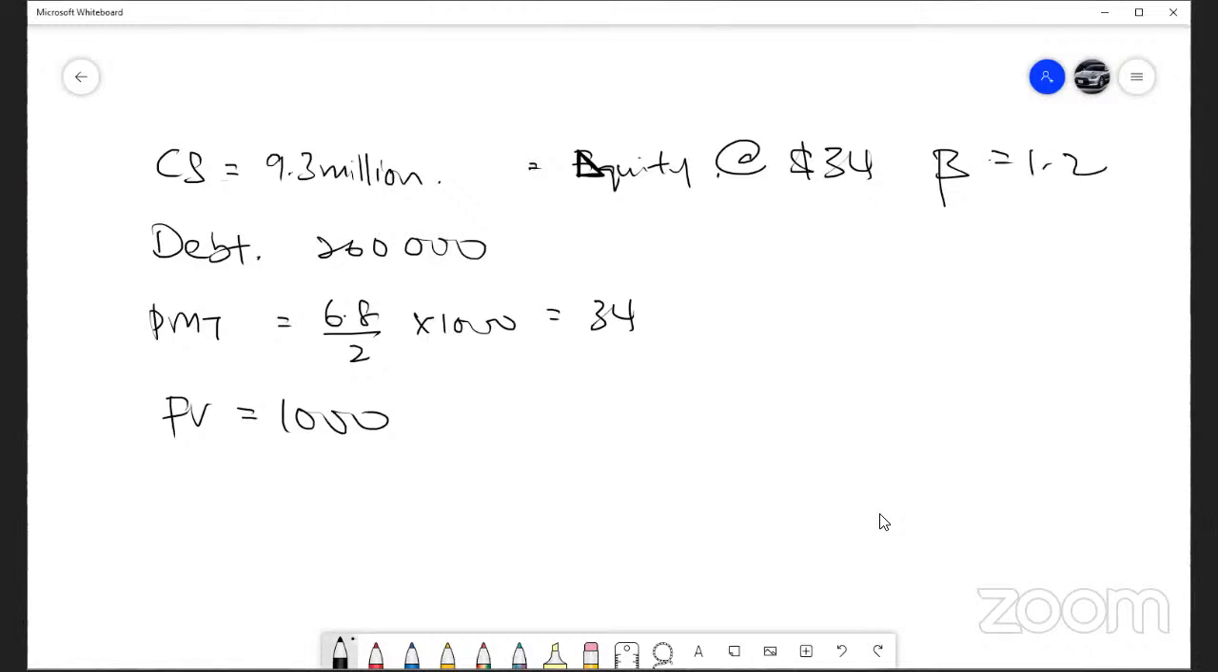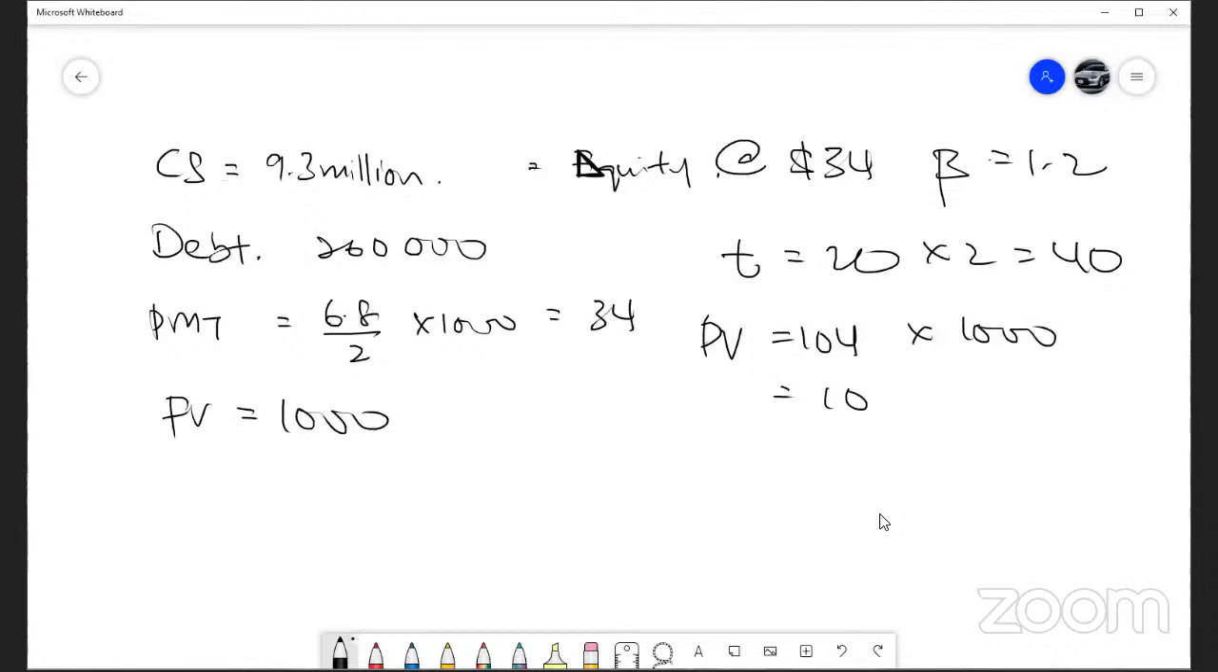And the bonds have 20 years to maturity. This debt maturity is 20 years, since it's semi-annually times 2, so it's 40. And sell for 104% of par. So PV is 104% of 1,000, so it's 1040. Present value is 1040.